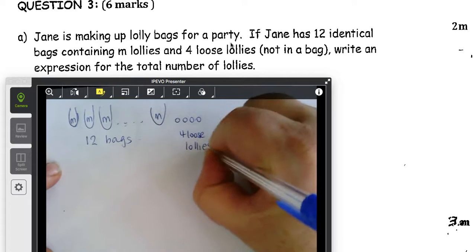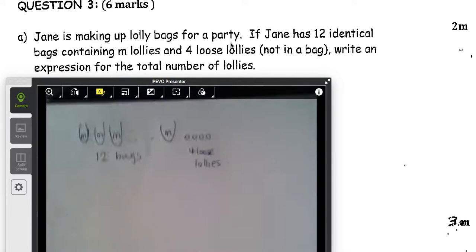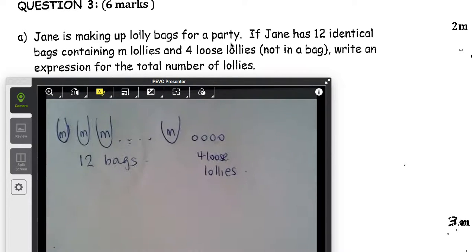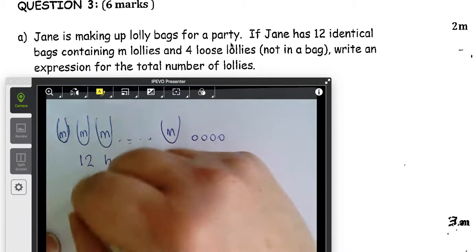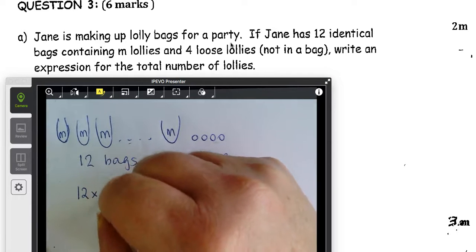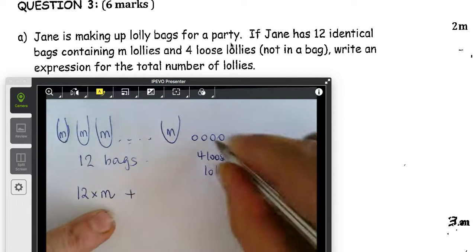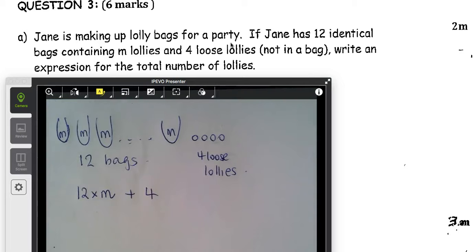So write an expression for the total number of lollies. What do you think I should do? M plus another M plus how many times? How many lots of M? Times 12. Yes, 12 times M plus 4 loose lollies on the table.